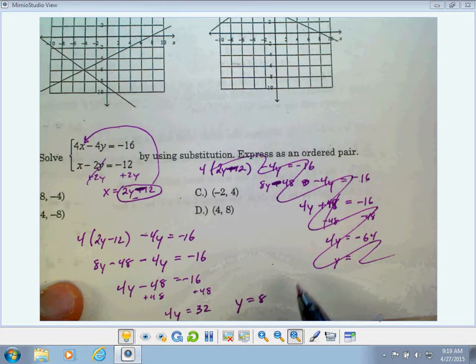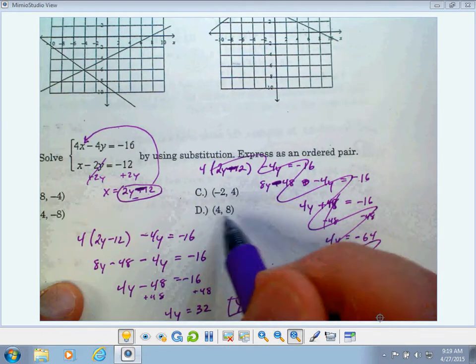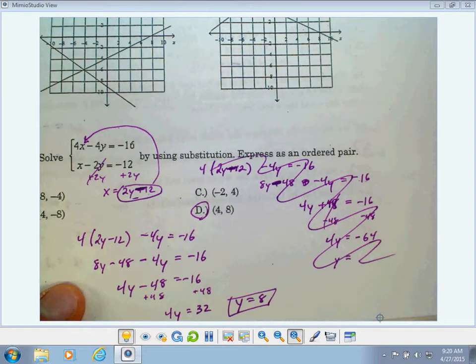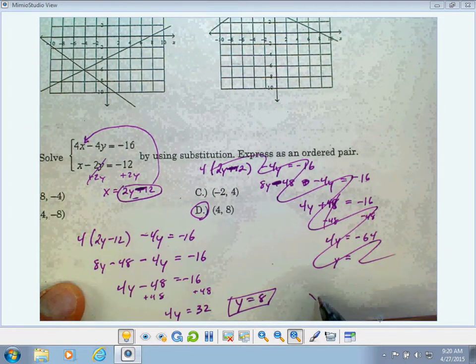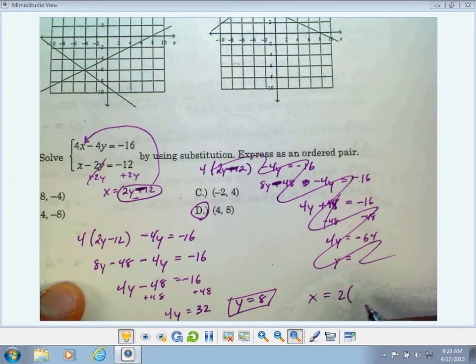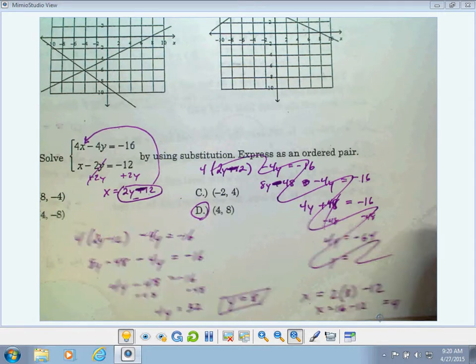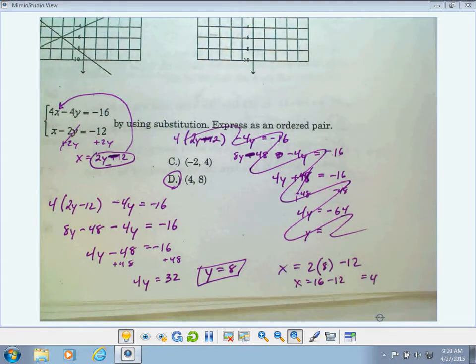So it looks like, just having done that, I know that the only one that has y equals 8 is D. But just in case, I go back to this equation I solved for x, and I'd say, well, x equals 2 times y, but y is 8 now, minus 12. x equals 16 minus 12, which is 4. So substitution works pretty well there too. Personally, I probably would have done it by elimination, but this way you get to see both techniques.